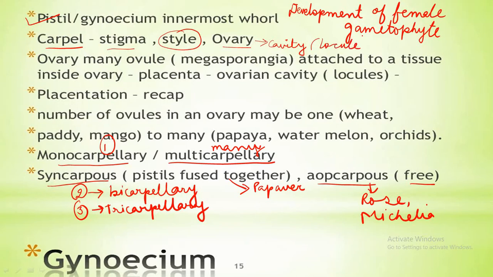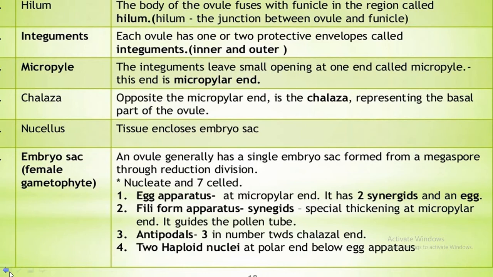We have already studied this in 11th class, in which placenta is present. Megasporangia or ovules arise from the placenta. About placentation we have studied in 11th standard, and the number of ovules in an ovary may be one as in wheat, paddy and mango, to many as in papaya, watermelon, orchids. Again, this is the revision. So let us move to the next slide.